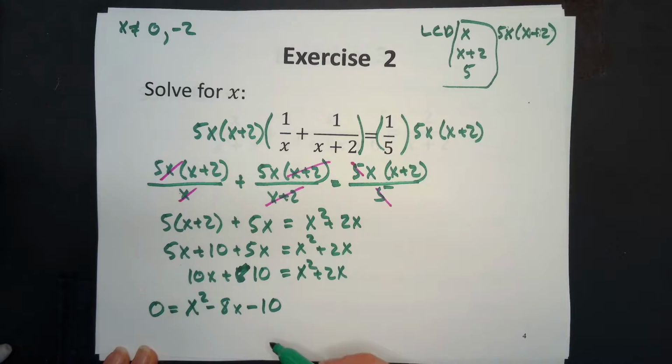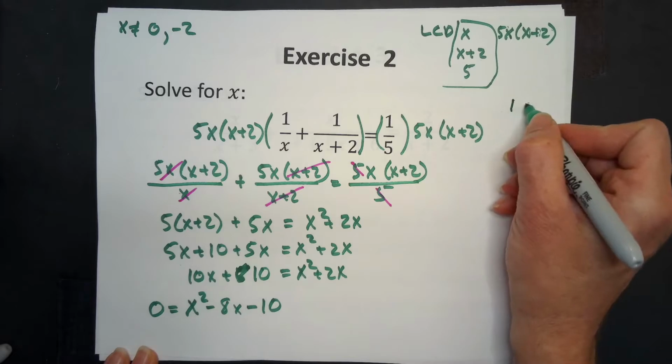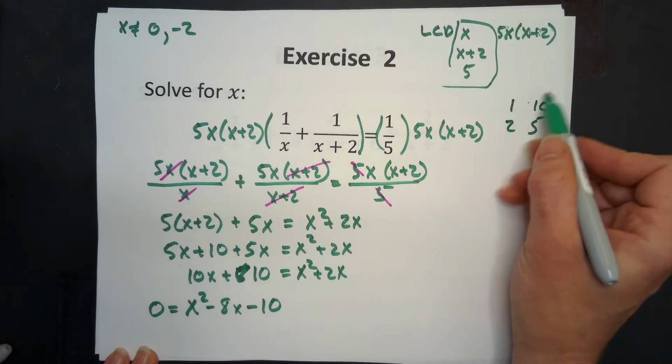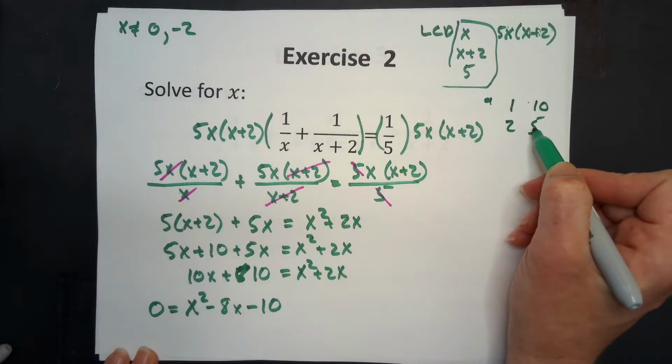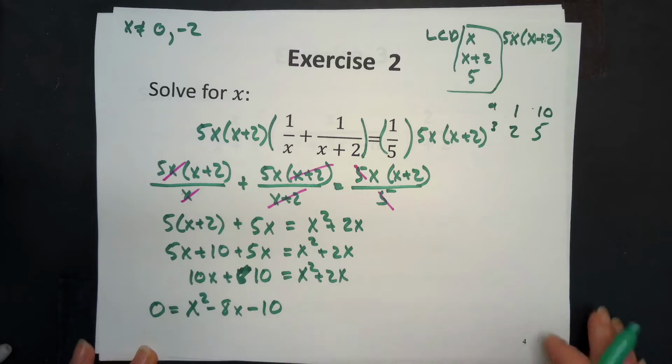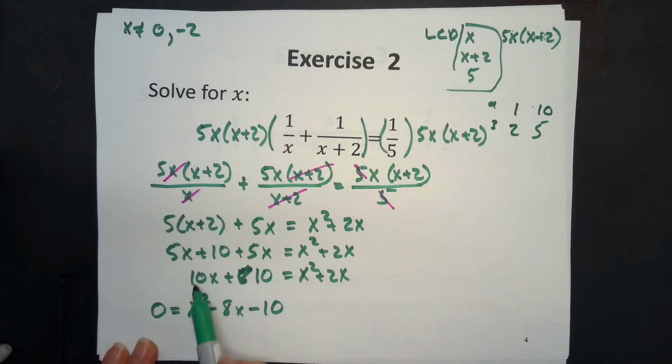So looking at this, I need factors of negative 10 whose difference is negative 8. Well, if I say 1 and 10, 2 and 5, the difference between 1 and 10 is 9. The difference between 2 and 5 is 3. So neither of those work. I need an 8. Always double check your math. When you move the negative 10, you subtract the 10x from both sides. You do get a negative 8x.